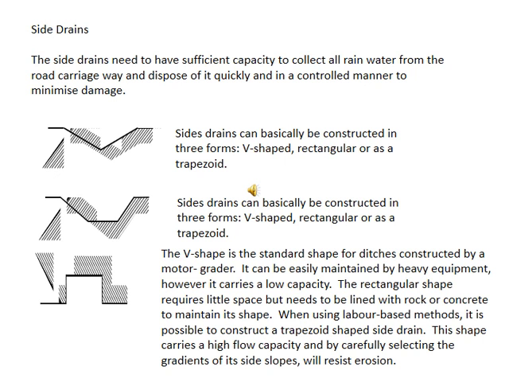The rectangular shape requires the sides to be lined with rock or concrete to maintain the shape. So using local material, we construct the trapezoid shape. The trapezoid shape is the easier way to construct, carries a high flow capacity, and is carefully sloped in gradient so that it resists erosion. This is the design of the side drain.